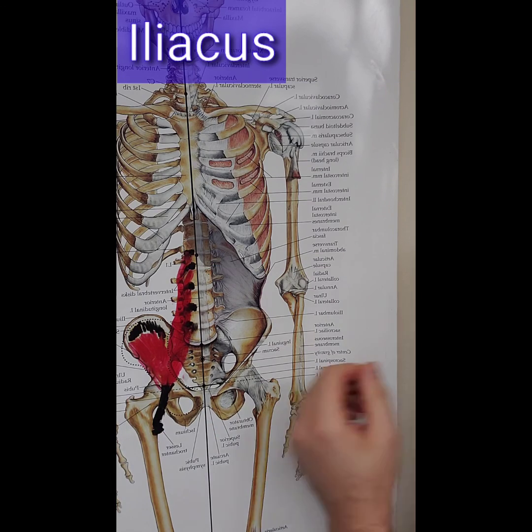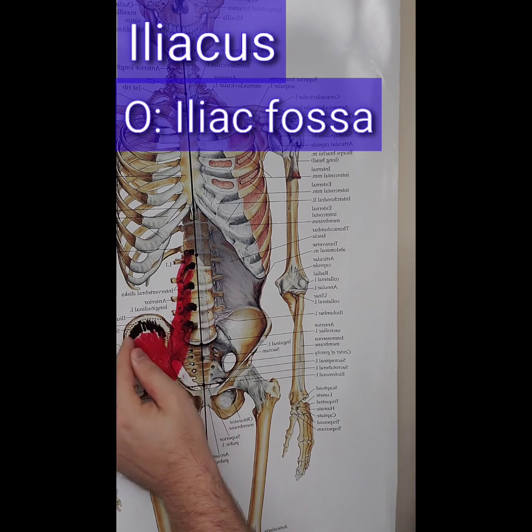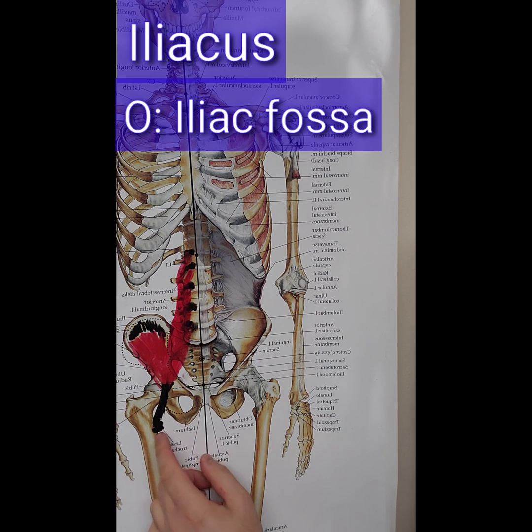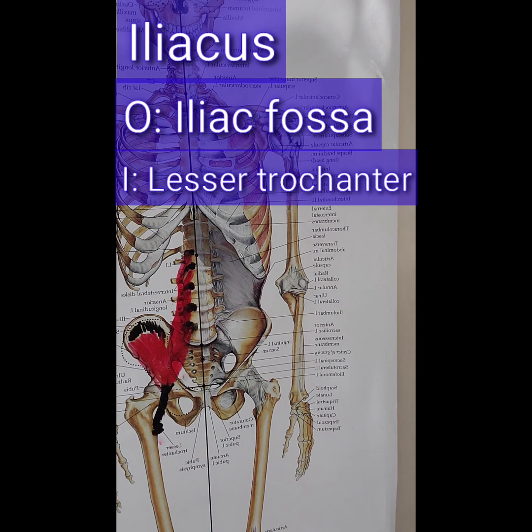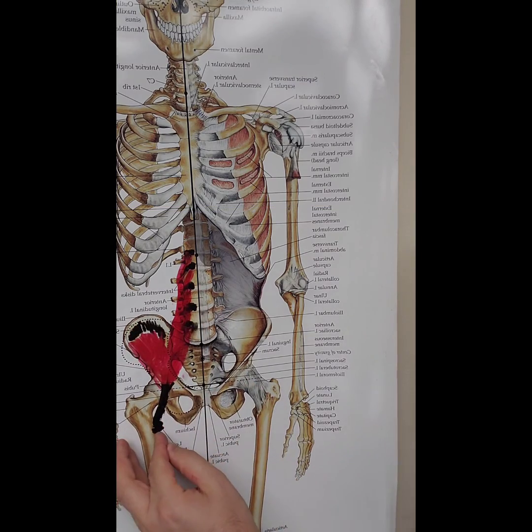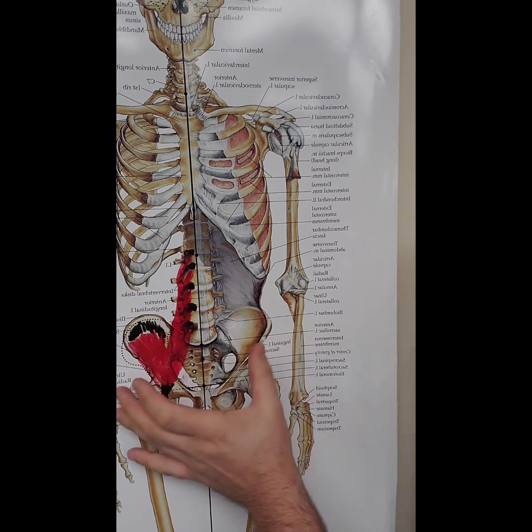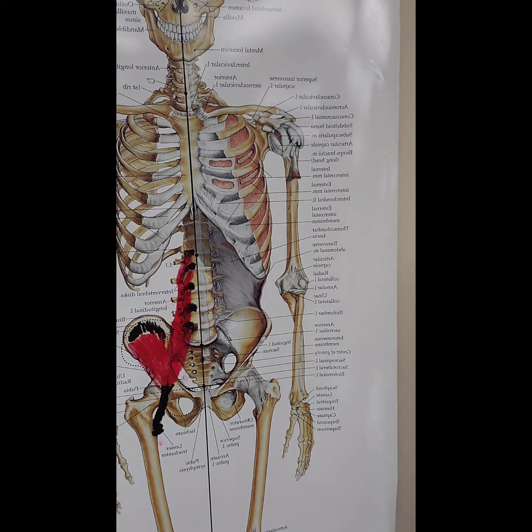For iliacus, it's going to originate in the iliac fossa. It is also going to share that insertion into the lesser trochanter of the femur. So both muscles share the same insertion, but possess different origins. Okay. Collectively, they're both considered to be hip flexors.